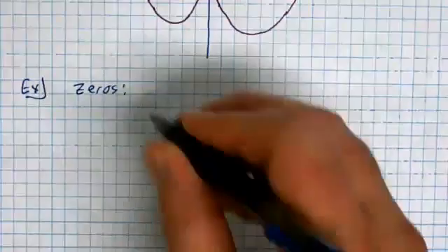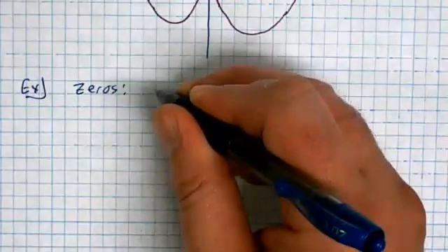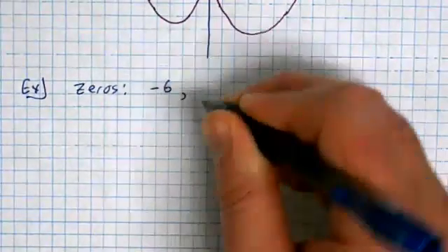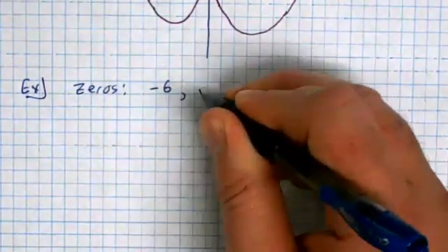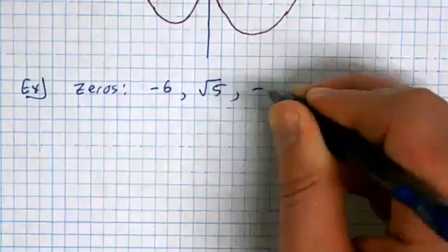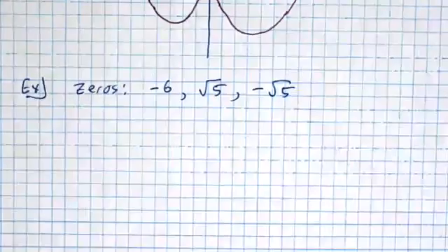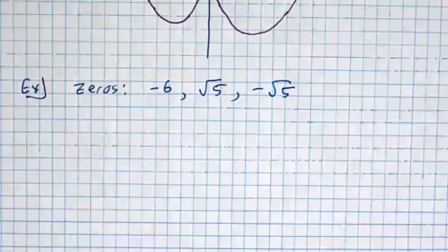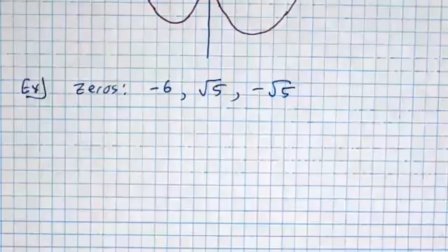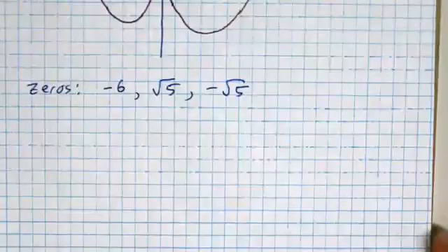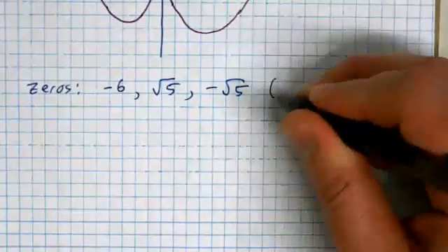So the zeros for this one are going to be -6 and √5 and -√5. And our goal is going to be to write a polynomial in factored form and in standard form for this thing. And we're going to go ahead and assume that these are all multiplicity ones.